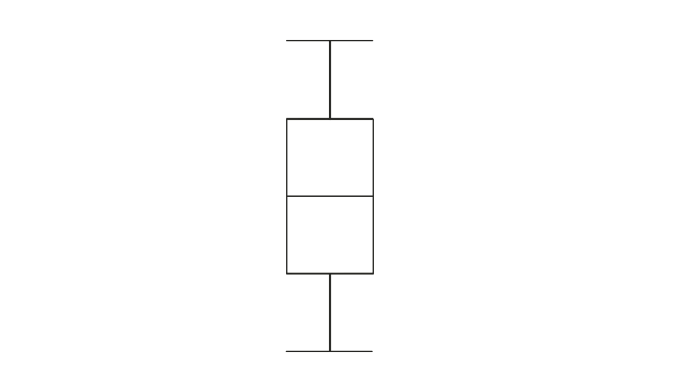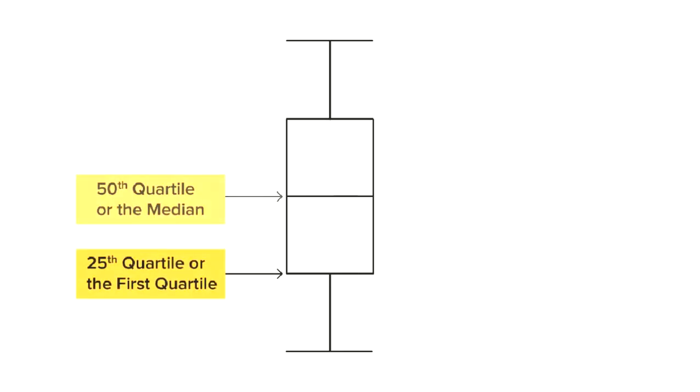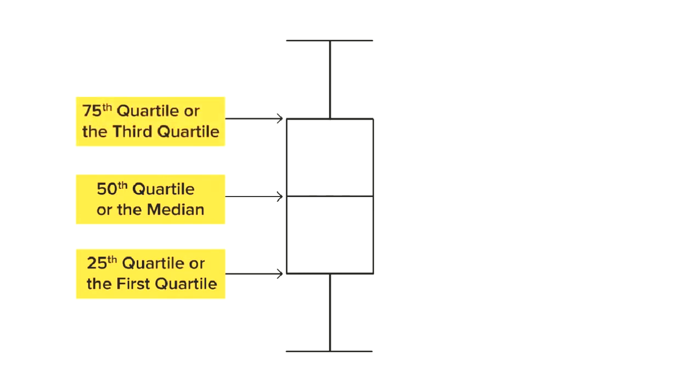Now, what are quartiles? The quartiles divide the data into three equal parts, namely 25th quartile or the first quartile, 50th quartile or the median, 75th quartile or the third quartile. The difference between first and third quartile is known as the interquartile range, which is equal to the length of the rectangular block in the graph.